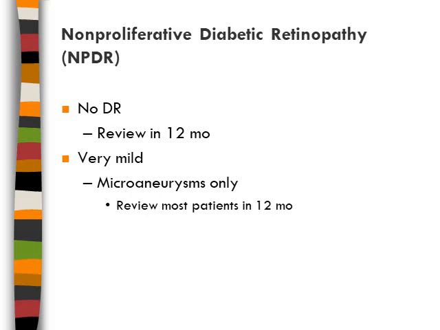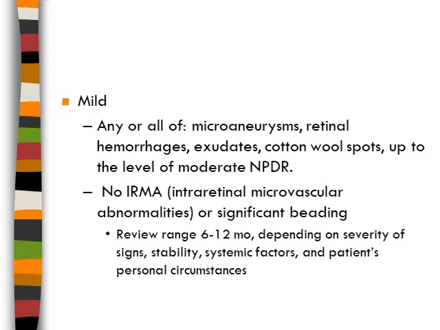Now we will talk about how to follow up these patients with retinopathy, and there is another type of classification here, non-proliferative diabetic retinopathy. When there is no diabetic retinopathy, the patient should be reviewed in 12 months. In cases of very mild disease, with only microaneurysms and no dot and blot hemorrhages, no soft and hard exudates, the patient may be reviewed in 12 months again. Mostly, the patient should be recalled after 12 months for recheck.